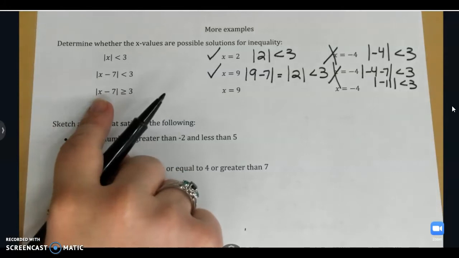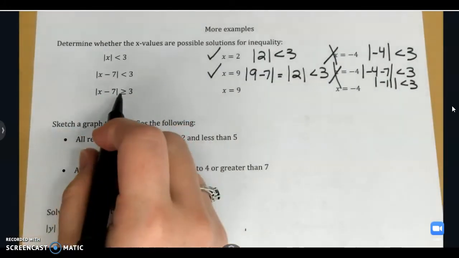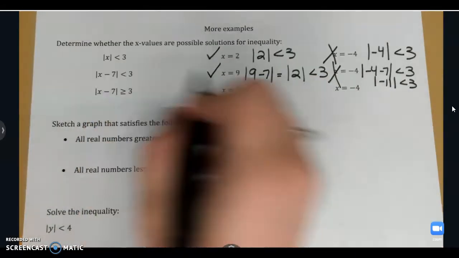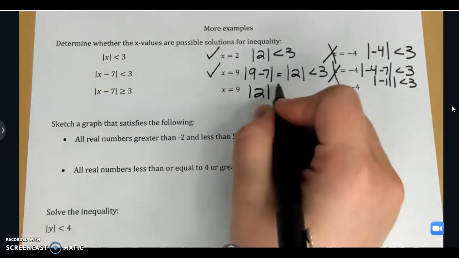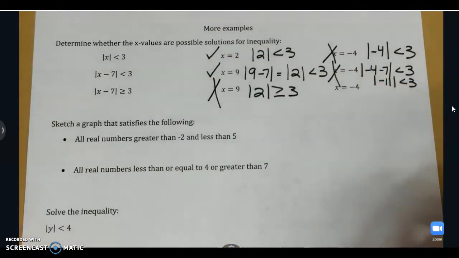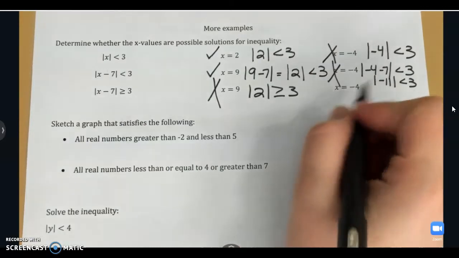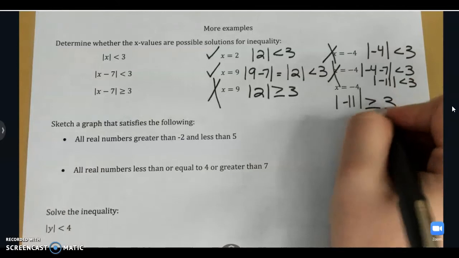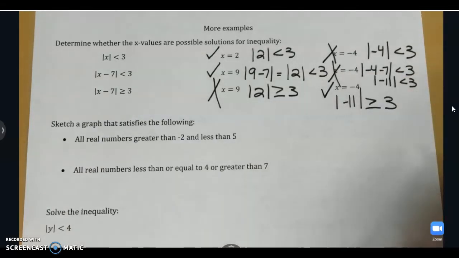And then lastly, the absolute value of x minus 7, this time greater than or equal to 3. So when we plugged in 9, remember that gives us the absolute value of 2. That is not greater than or equal to 3. So 9 is not a solution for that one. And then again, -4 would still give me -11. The absolute value of -11 is greater than or equal to 3. So -4 is a solution for that last one.